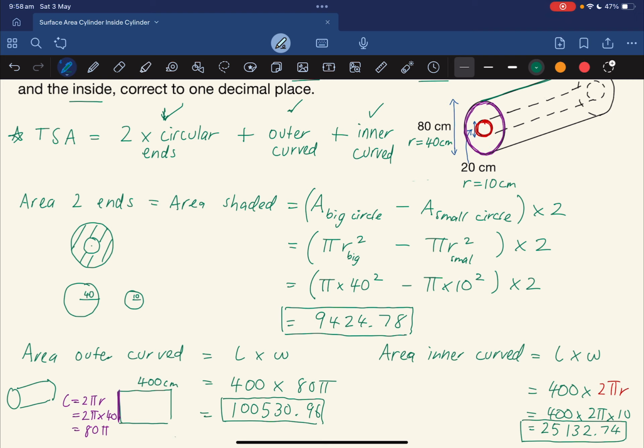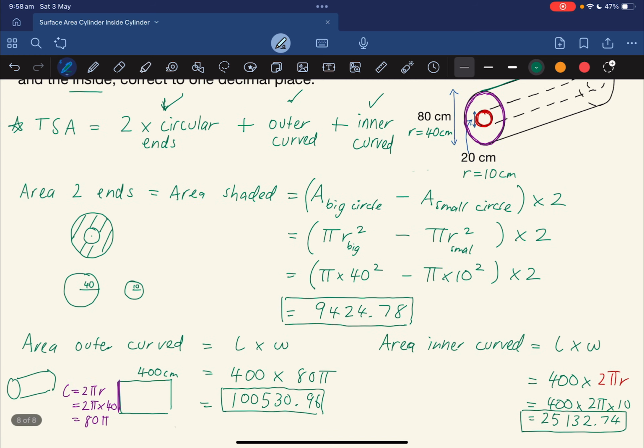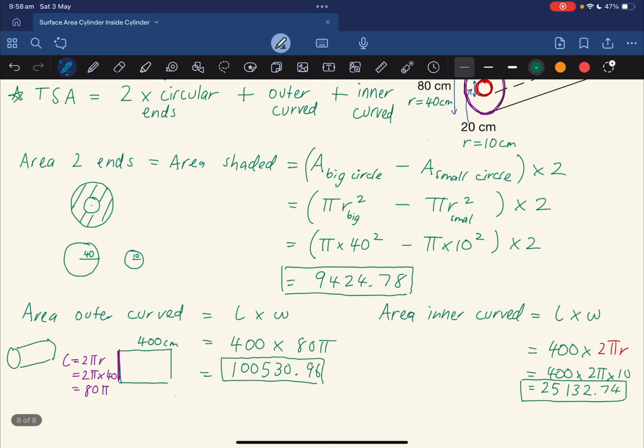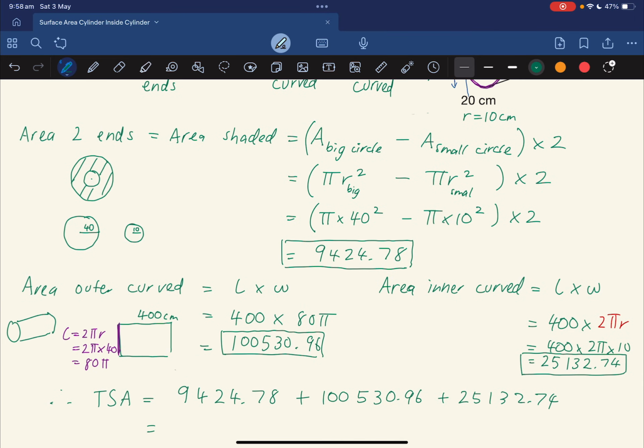We've got all of the terms in our formula for total surface area up the top. So let's just substitute everything in. I could say, therefore, total surface area equals 2 times our circular ends, which we've got here, which is that weird shaded shape where you cut out the middle. We're just adding up all the box terms. So we've got our curved outer plus our curved inner. And we can just put all that in.